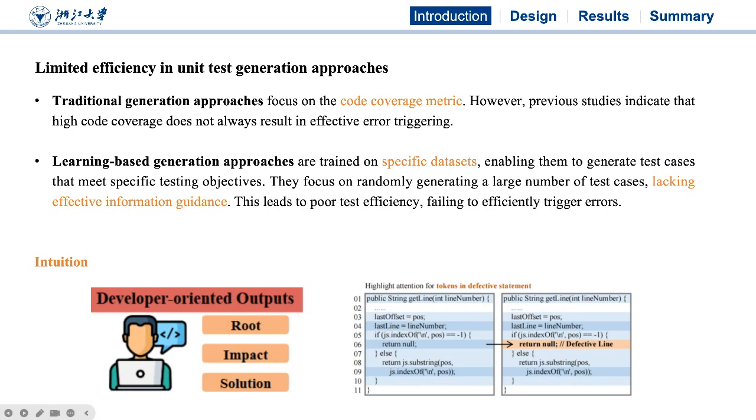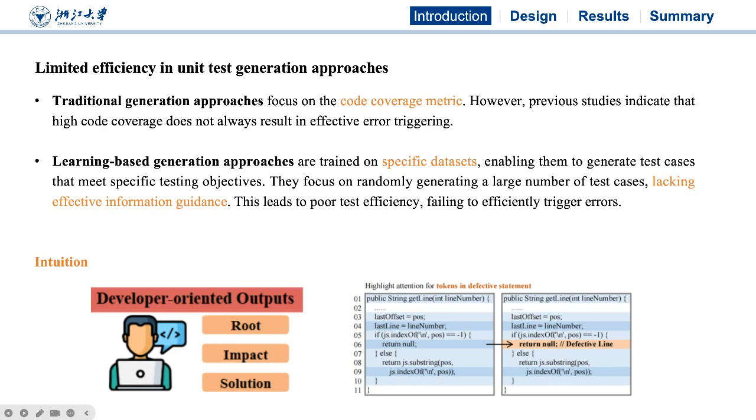In practice, generating unit tests that successfully trigger faults can help strengthen developers' trust in defect detection results. Moreover, defect detection information can be used to guide the test generation process. This can reduce the model search space and improve the efficiency of test case generation.